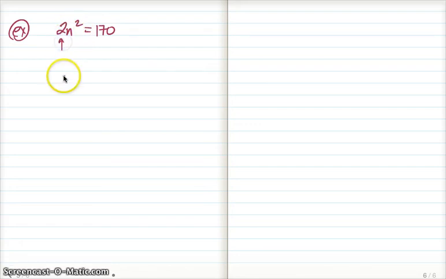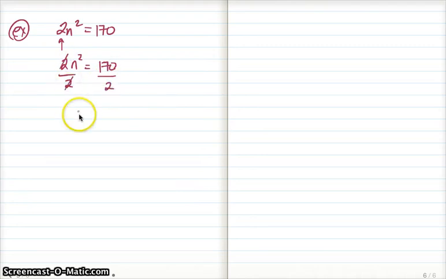Let's say you have something a little bit more interesting. It's a two-stepper. So 2n squared equals 170. So I'd love to take the square root, but first I have something else going on. I have multiplication. So 2 times n squared. And I want to undo that multiplication first. So let's go ahead and undo that multiplication by dividing. That cancels out the 2. I get 1n squared, or just n squared.